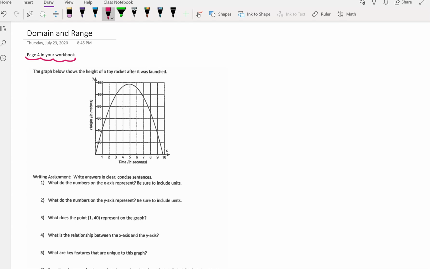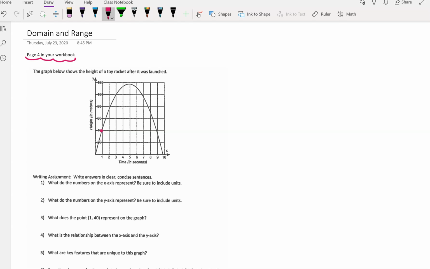So we're going to talk specifically today about domain and range and this idea of some key features. All right, so this is a graph, a picture of a toy rocket after it has been launched. You can see that there is information on your graph about the time in seconds on the x-axis and the height in meters along your y-axis. So we can see that at time 1 second, for example, our height in meters of our toy rocket is 40 meters. So that might be a key point for us to understand that if we plot any point along this graph, that is going to be at what time the rocket is a specific height.